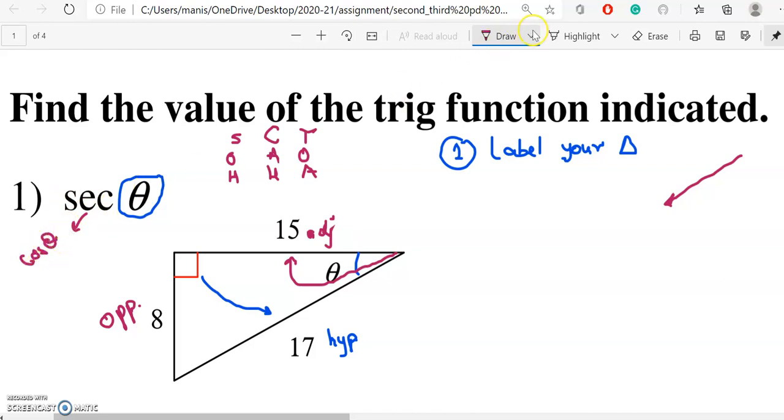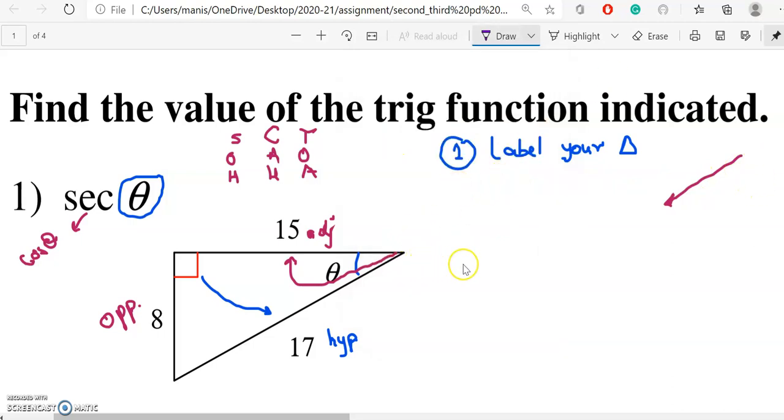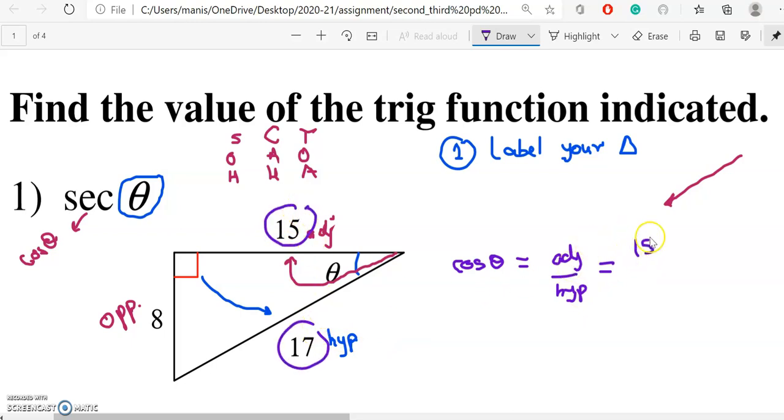So first of all, you need to find cosine theta, and once you get cosine theta, you will write the reciprocal of cosine theta. So I'll write it over here. Cosine theta is what? Cosine theta is adjacent over hypotenuse. So what is adjacent over hypotenuse? Adjacent side is 15 and hypotenuse is what? 17. So your answer is 15 over 17.